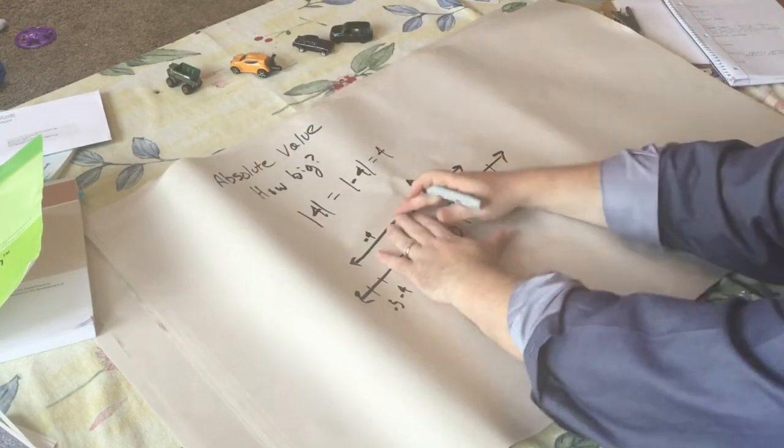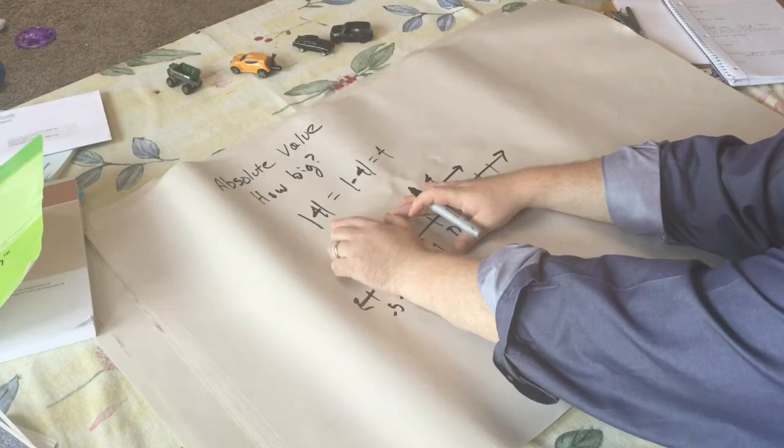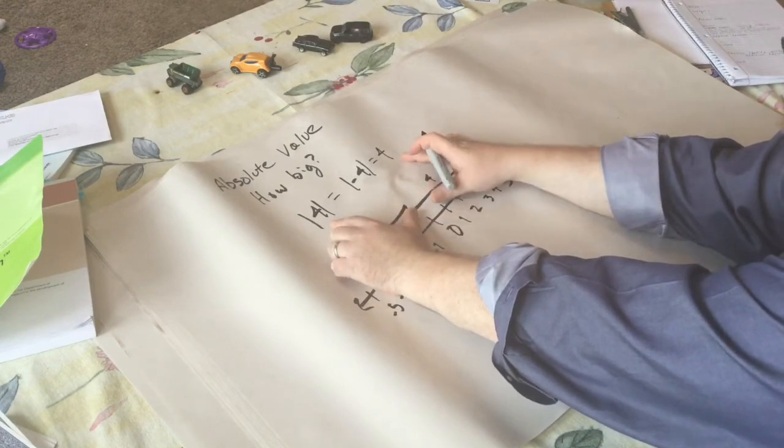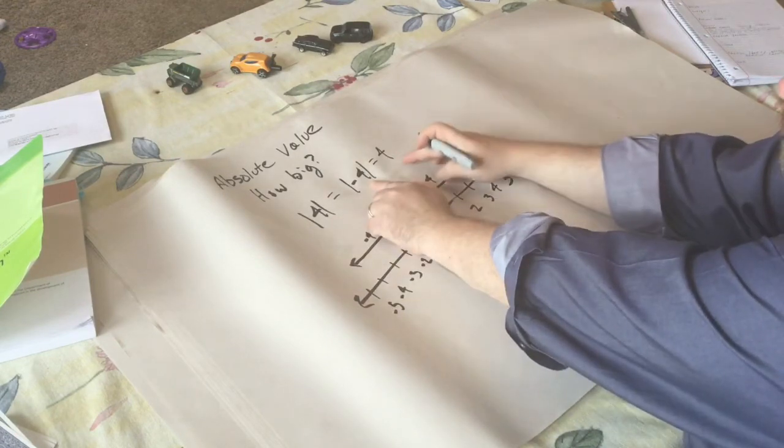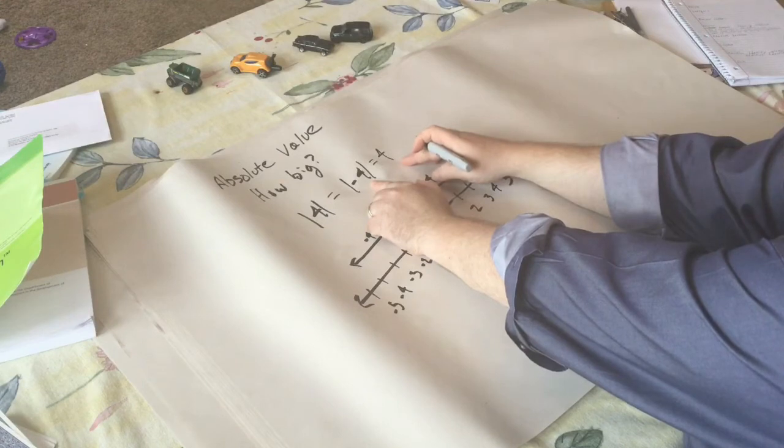So they both have an absolute value of 4 units, whether they're negative or positive. Now what this means is that for a positive number, the absolute value is always just the number. For a negative number, it's always the opposite of the number.